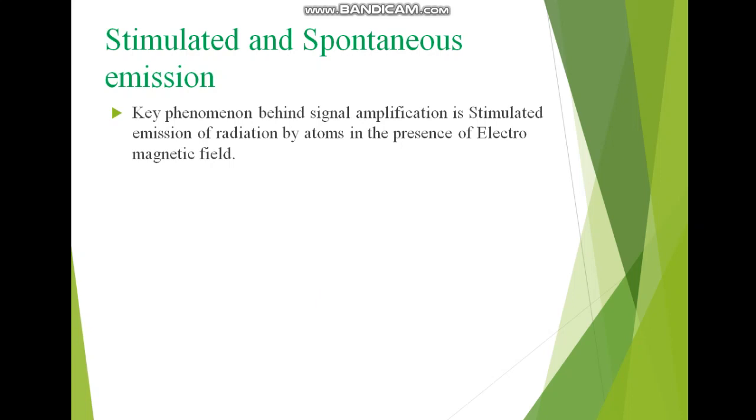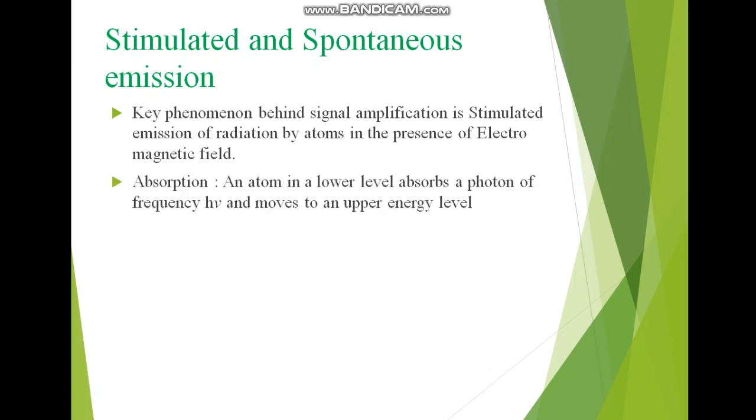Next is the stimulated and spontaneous emission process, because this is a key phenomenon behind signal amplification. Without these emissions, we can't achieve amplification. So this process has 3 steps: absorption and emission. Emissions are of 2 types: stimulated and spontaneous emission. First, we will discuss absorption. Absorption means, if we consider an energy level diagram, we are considering 2 energy level states, E1 and E2. In absorption, an atom in a lower level absorbs a photon of frequency h nu and moves to an upper energy level. So it absorbs the energy and moves to the upper energy level.